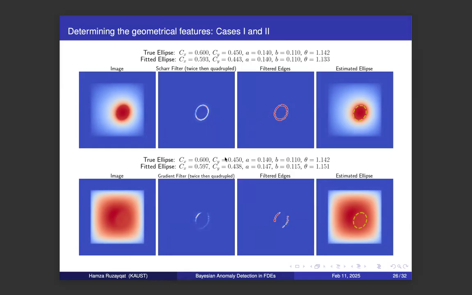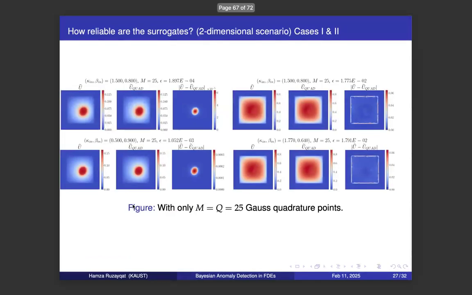Theta is also good. In the second one, it's a bit harder, and that's why I couldn't use this star filter and used a different way called the gradient filter. And it's harder because Fn and Fout are the same, and so determining the boundary of the anomaly was kind of hard.